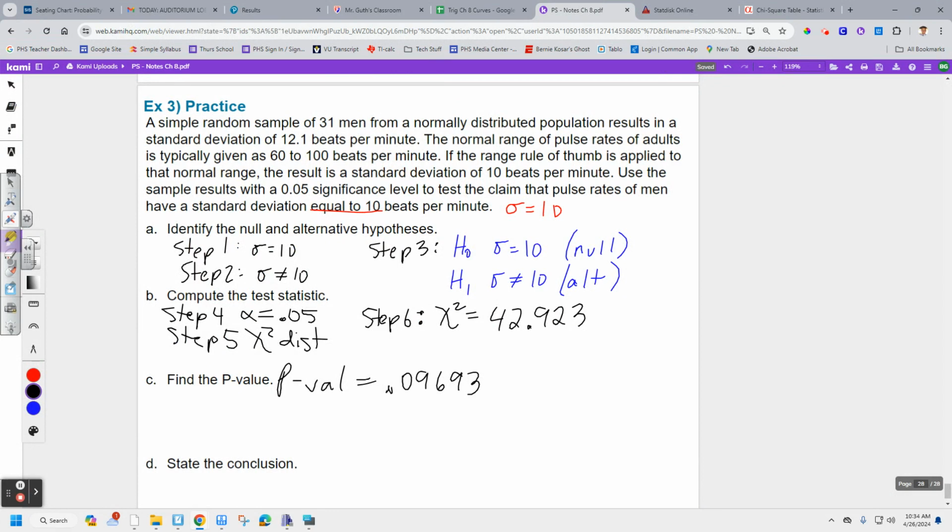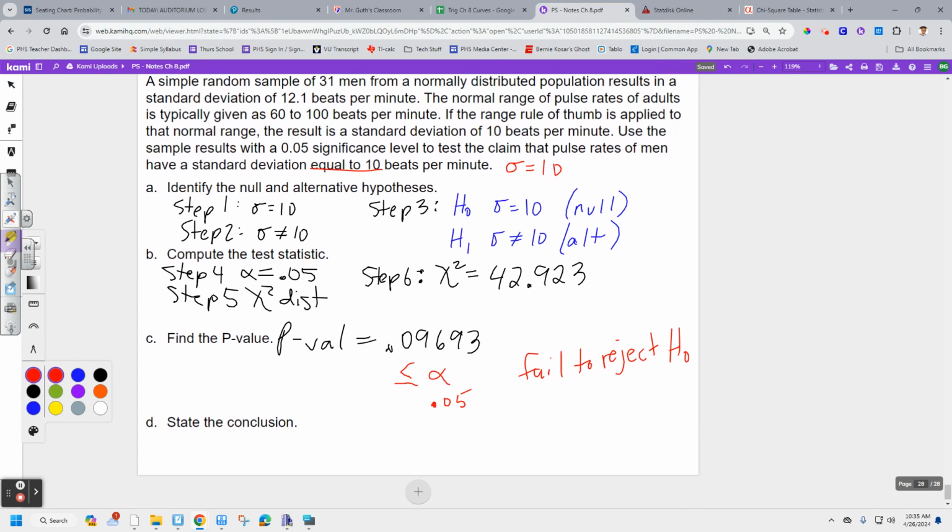If the p is low, the null must go. So notice we're supposed to be less than or equal to alpha, which is 0.05. What do we see? It's not, right? 0.09 is not less than 0.05. So what do we do then? Right, very good. Fail to reject the null hypothesis.